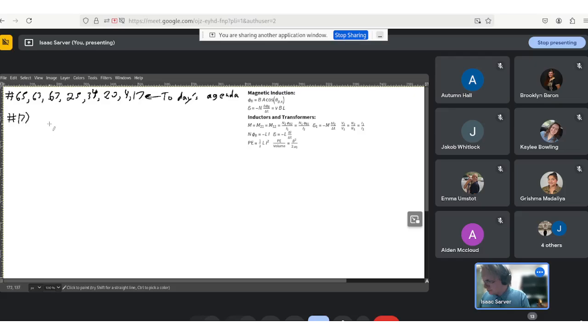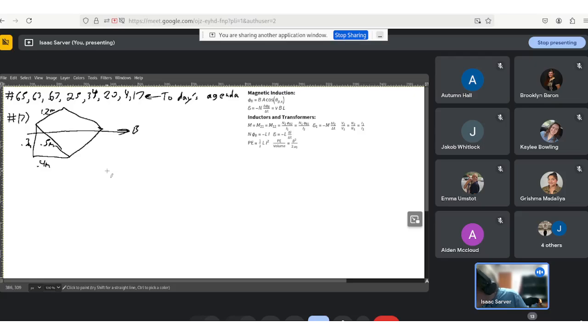Number 17. So we have a triangular prism. That's a 3, 4, 5. More particularly 0.4 meters, 0.3 meters. So that means this side is 0.5 meters. And it goes off this way, and then it comes down. It goes over here. And this is 1.2 meters. And we have a magnetic field going this way. B.